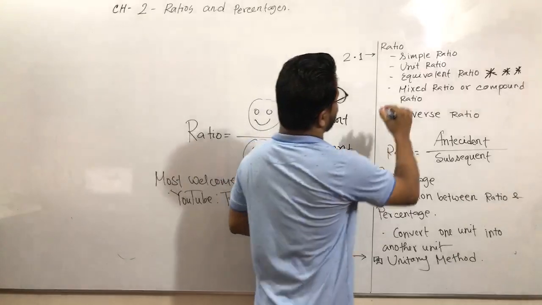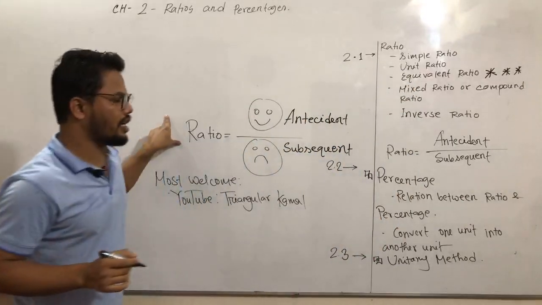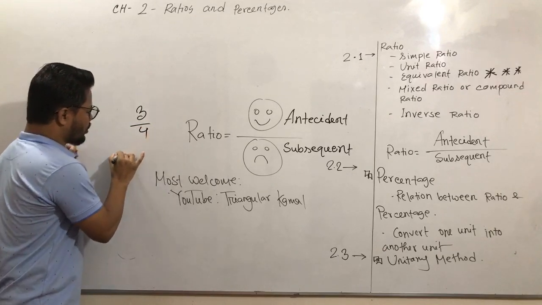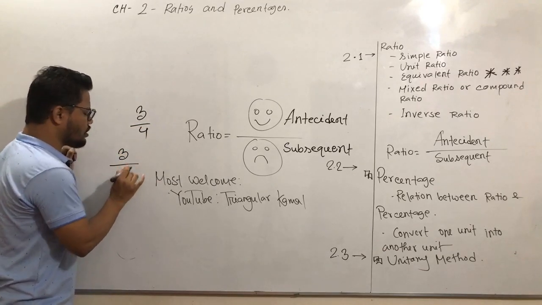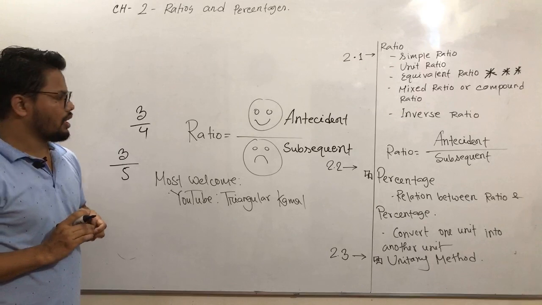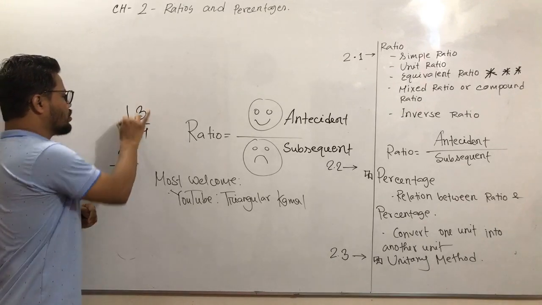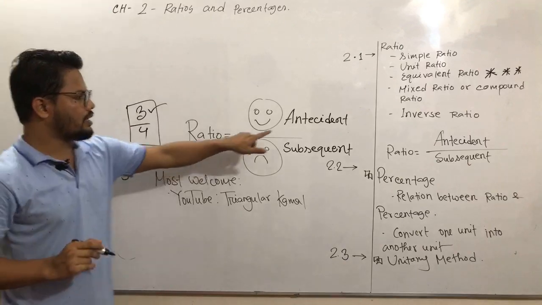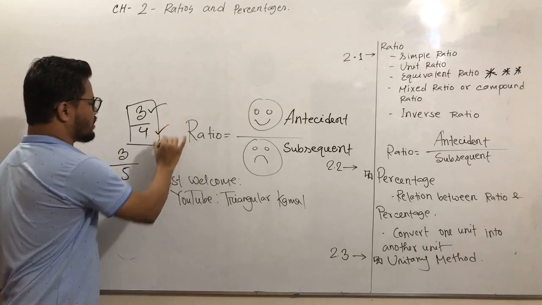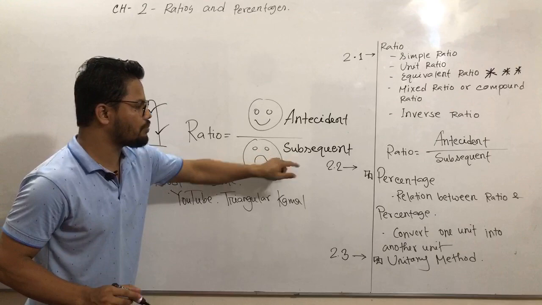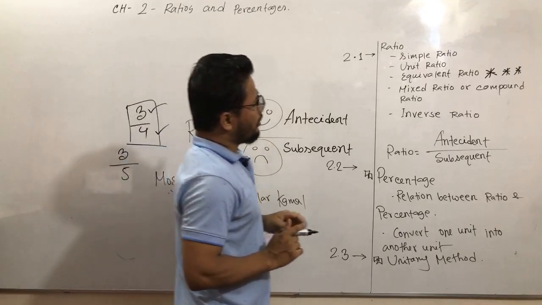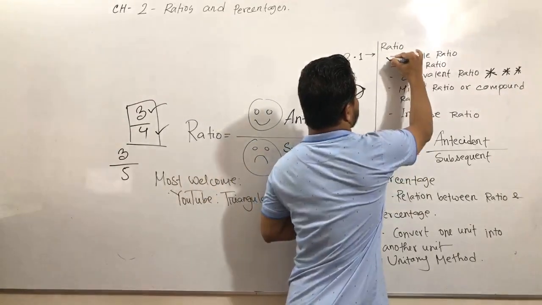First of all, this is the simple ratio, like 3 by 4 or 3 by 5. These are all simple ratios. In a simple ratio, you get a single digit as the antecedent and a single digit as the subsequent. This is the simple ratio.